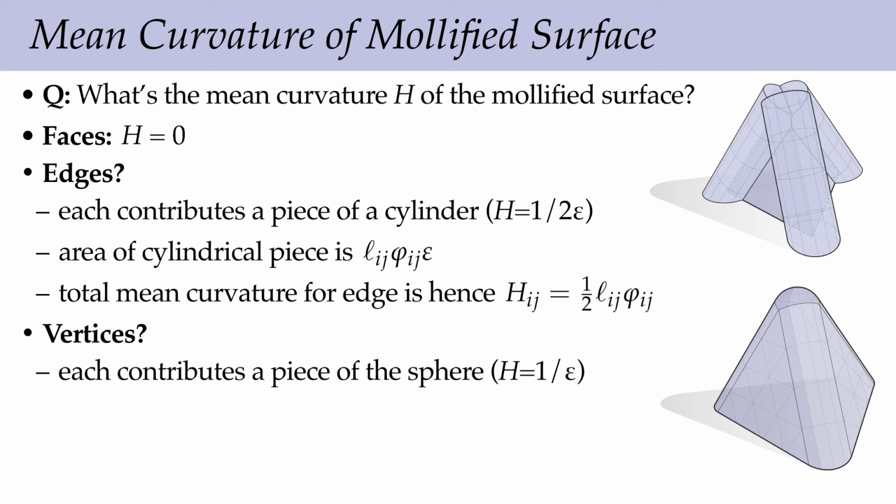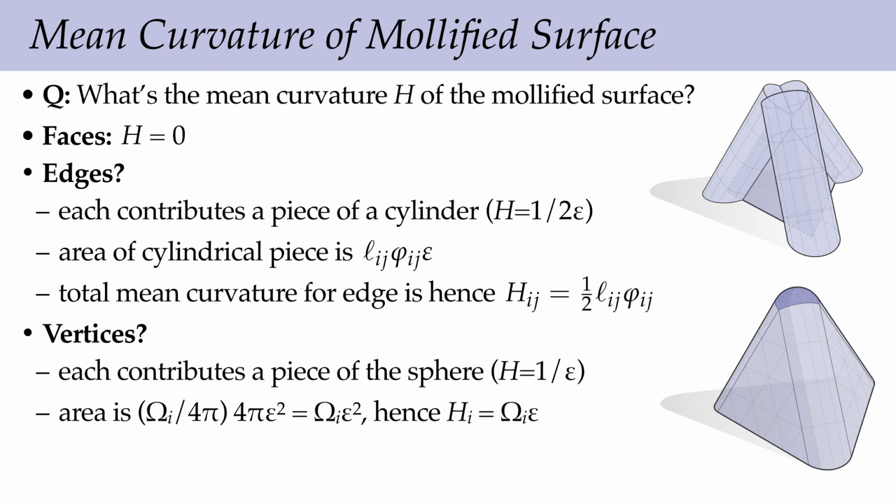Each vertex actually contributes now something that does have mean curvature. These little spherical caps have curvature 1 over epsilon in every direction, which means the average curvature is, well, 1 over epsilon. The area of the little spherical piece, as we talked about on the last slide, is the fraction of the unit sphere we cover, omega I over 4 pi, times the area of a sphere of radius epsilon, 4 pi epsilon squared. In other words, the area is omega I epsilon squared. Hence, the mean curvature contributed by the vertex is omega I epsilon. This time we notice that as epsilon goes to zero, as we smooth the surface less and less, the vertices aren't contributing anything to the mean curvature. It's really the edges that are capturing the mean curvature.